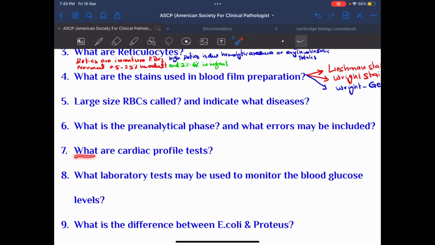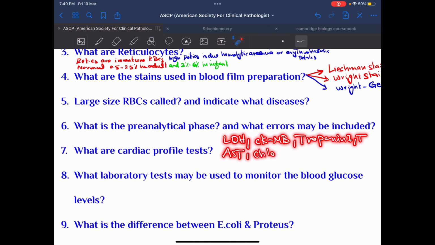Question number 7. What are cardiac profile tests? Cardiac profile is the test to assess the heart condition, which may include lactate dehydrogenase, CKMB, troponin I or T, AST, cholesterol, and myoglobin. All these are cardiac profile tests.